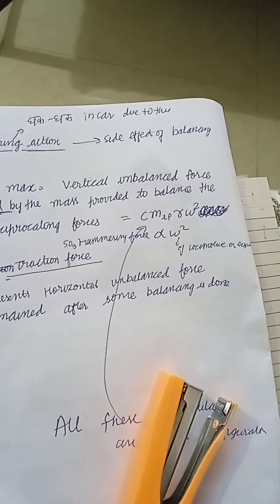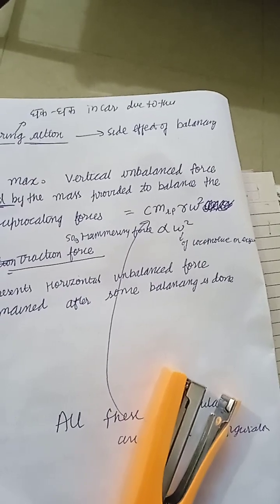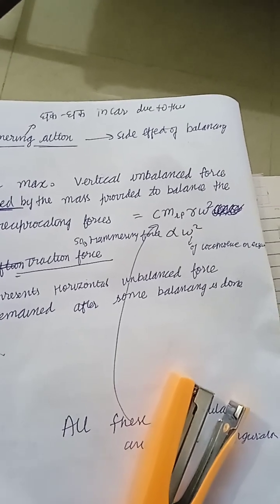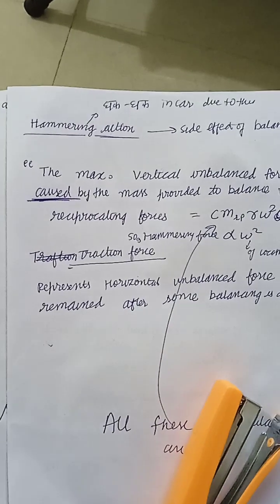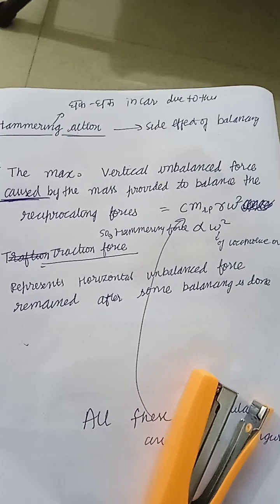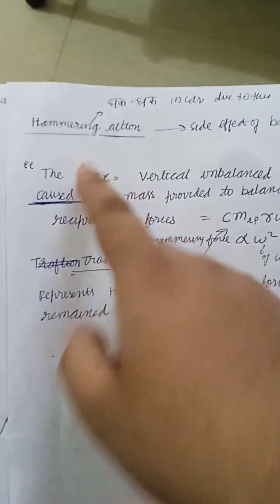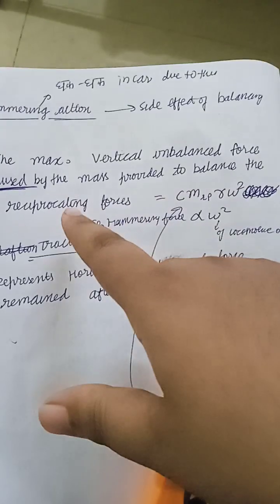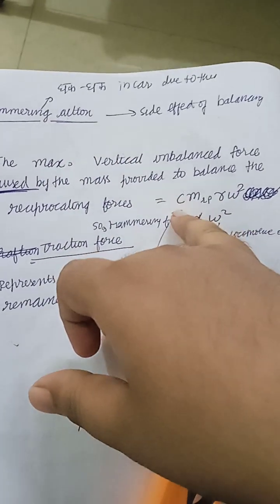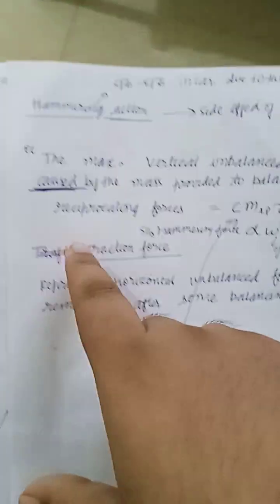Initially there was no vertical unbalanced force, but as we did balancing of horizontal force, we have to deal with the vertical unbalanced force. Hammering action is the maximum vertical unbalanced force caused by the mass provided to balance the reciprocating forces. Hammering force is the maximum value, and it is c m r p r omega squared, where c represents the fraction that is balanced.